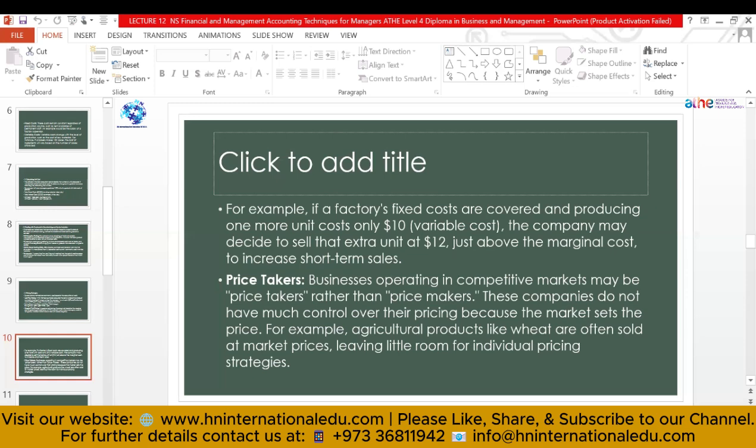Yes, there are a few countries which sell wheat and sugar at higher prices, but the reason is that recently they faced a flood problem and the crop got destroyed. That is why they increased the prices. So there is little room for individual pricing strategies, and that is why we cannot argue much.